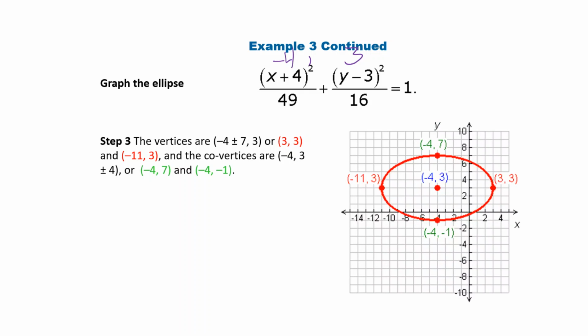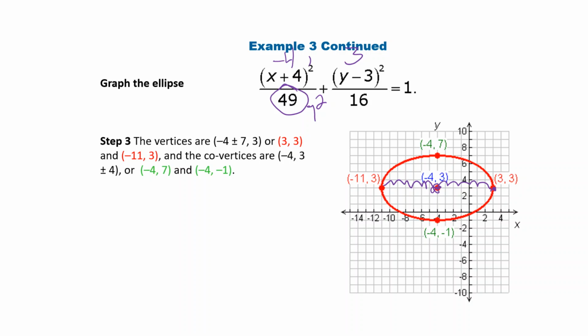So what we're going to do is say, all right, here's our center at negative 4, 3. To find our major axis, it's going to be plus or minus 7. So we're going to take our negative 4 and go plus 7: 1, 2, 3, 4, 5, 6, 7. It gets us to 3, 3. And we're going to go negative 4 minus 7, which gets us to negative 11, 3.